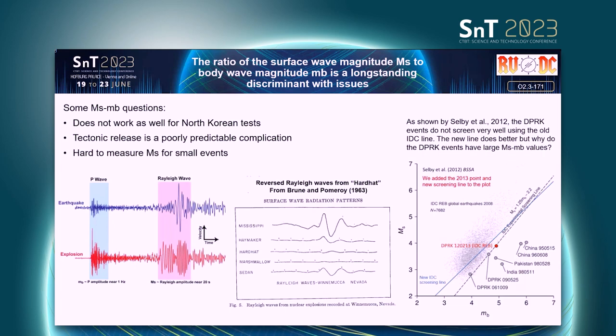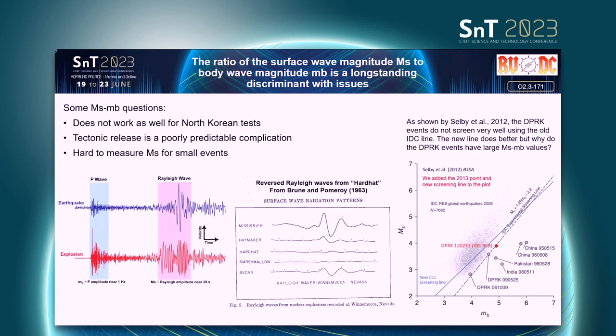But as we've seen, it did not work very well for the North Korean test for some reason. And as well, you have this confounding effect of having simultaneous tectonic release, and how is that handled? And again, it's hard to measure MS for very small events, which we're moving towards.